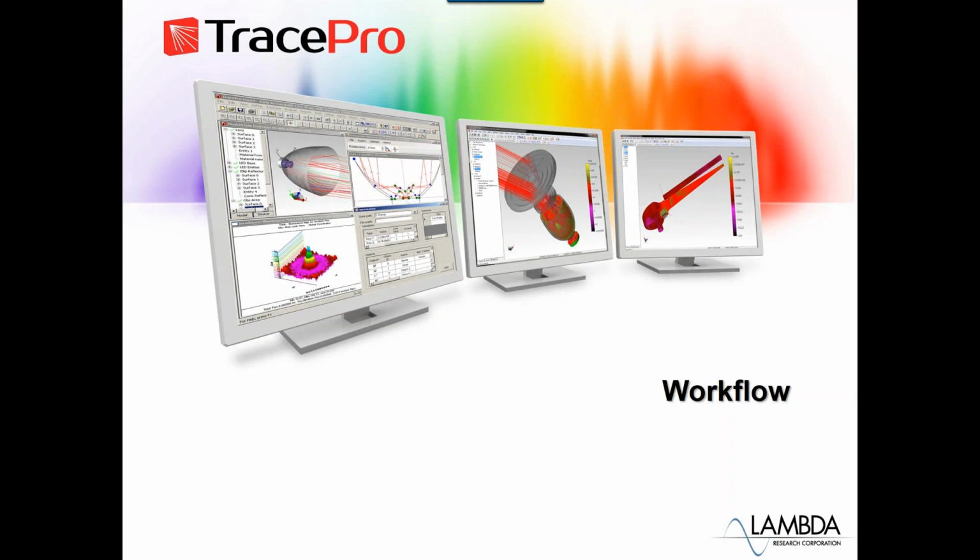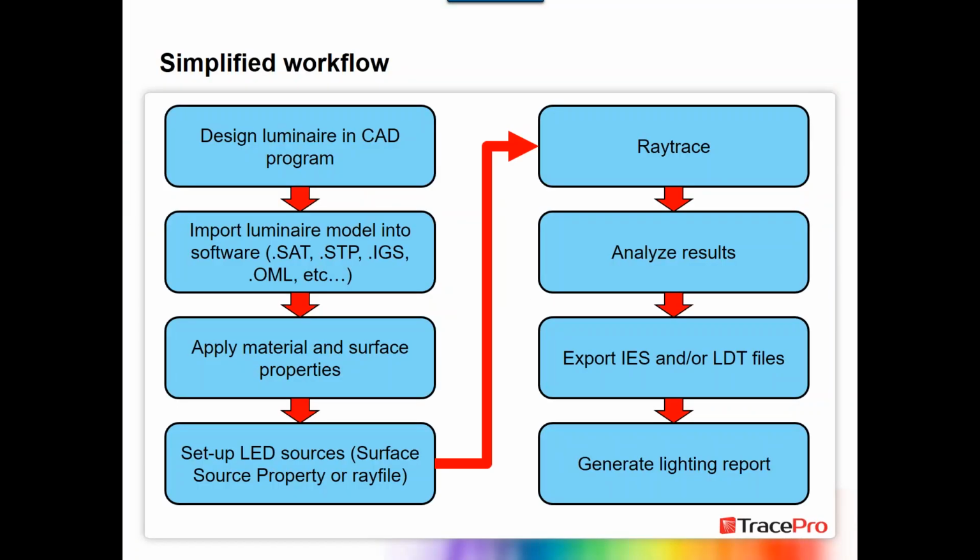So let's take a look at a typical workflow for designing a luminaire. This is a simplified workflow, and I'll go into a little more detail in the next couple of slides. We could design the luminaire in a CAD program, or in a lot of cases, you can do it right in the optical analysis software. If we designed it in a CAD program, the next step would be to import that model into the software, whether it's an SAT, a STEP, an IGES file, or some other form of CAD file. Apply material and surface properties.